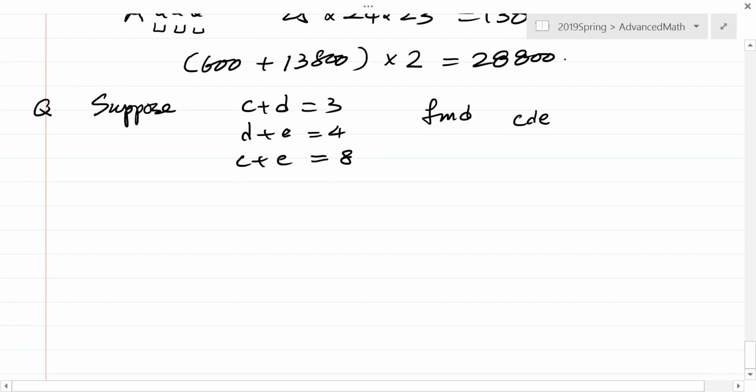Is it 40? No. It's a fraction. Yeah, those are called symmetric equations. You have to use the property of the symmetry of this equation. We see C plus D, D plus E, E plus C, right?